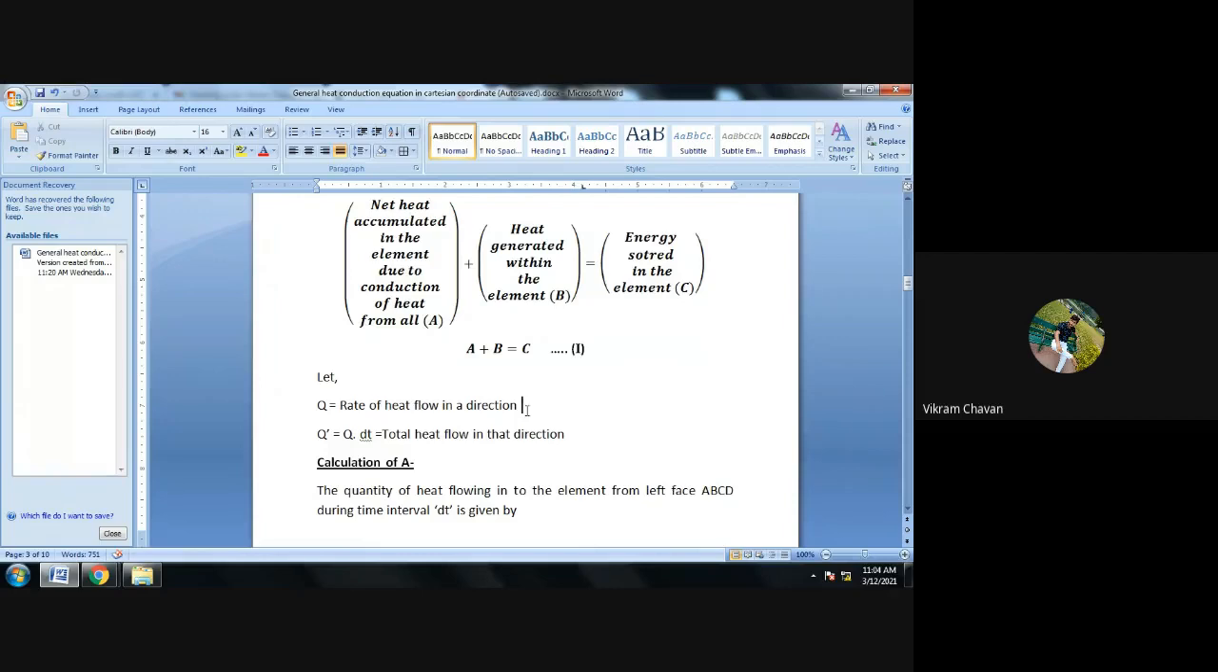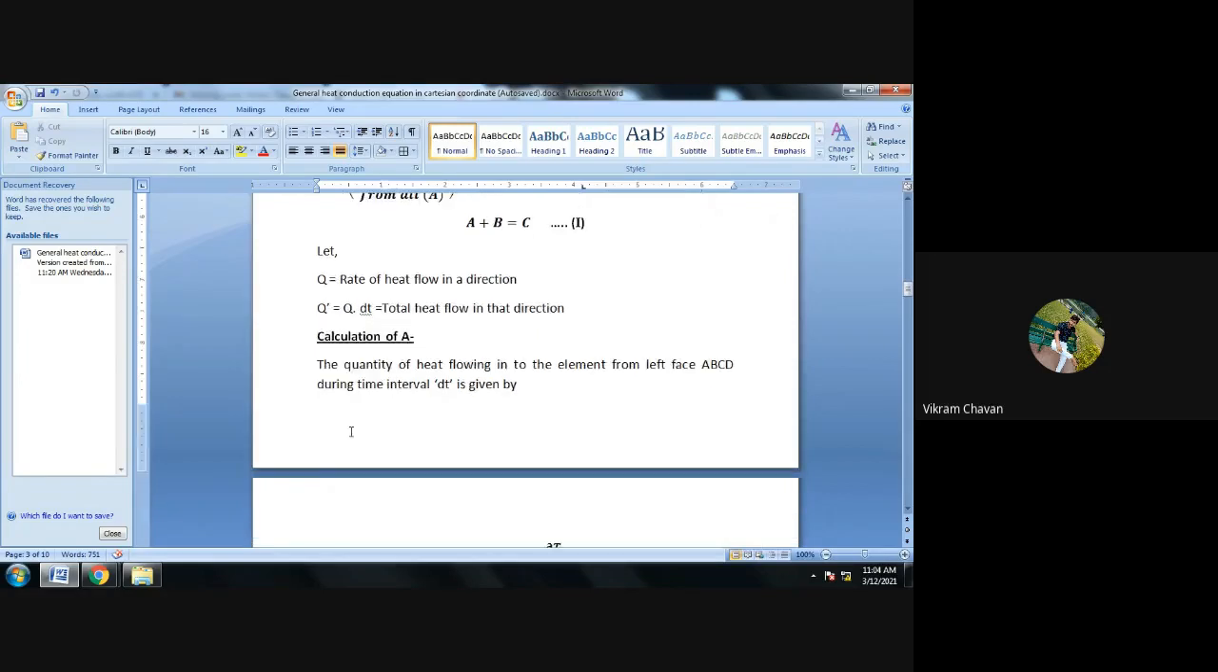As q is equal to the rate of heat flow in a particular direction, whereas q dash is the total heat flow in that direction. So q dash is nothing but q multiplied by dt, where dt is the time interval. Okay, and then we have started the calculation of part A.